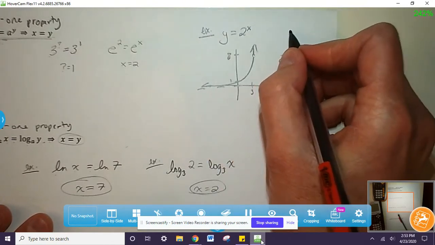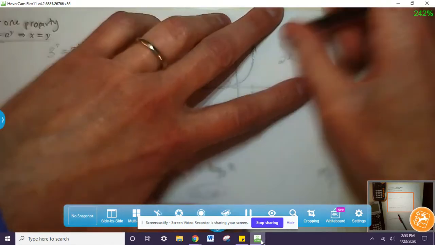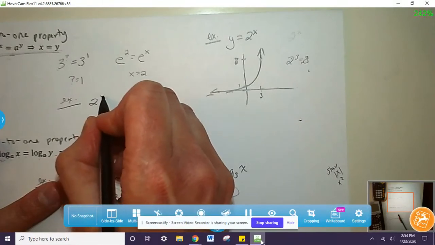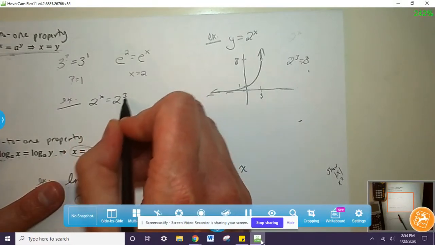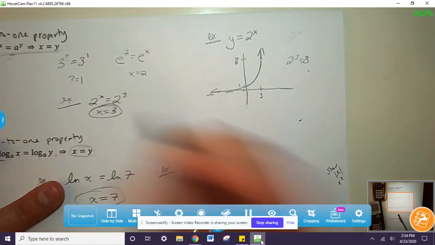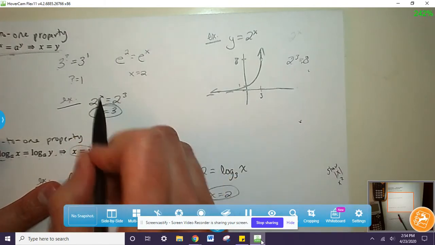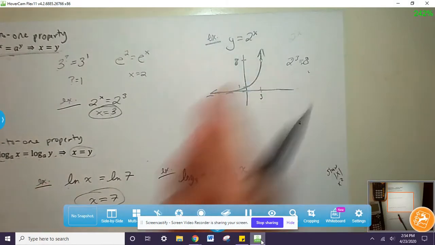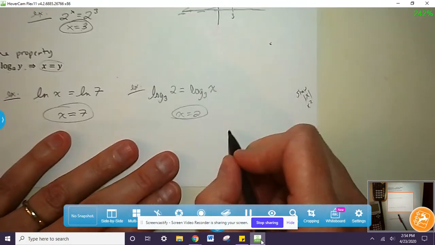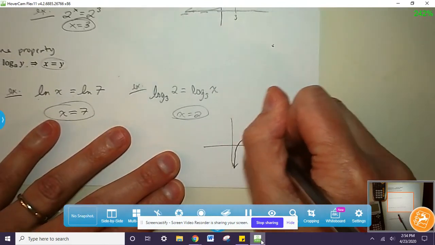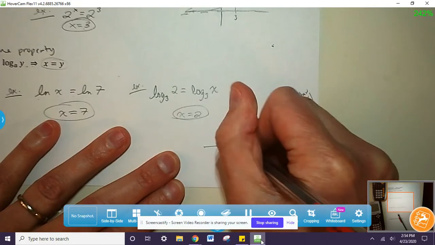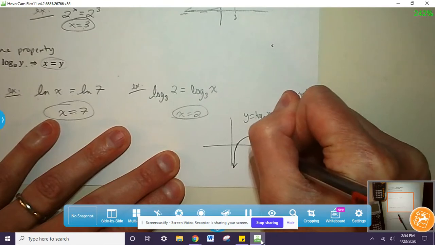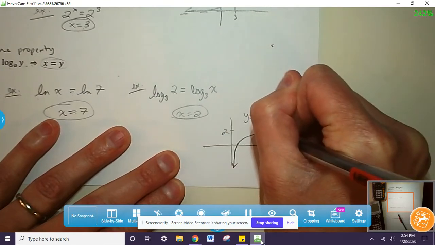So if you were working on a problem where you have 2 to some power equals 2 to the third, because that's what 8 is, right? What does the x have to be? It has to be 3. So if you know the output, it's guaranteed you can figure out what the input is. And that's because this is a 1-to-1 function. That idea works with logs as well. So if we have a log graph, let's say we're working with log base 2 of x.